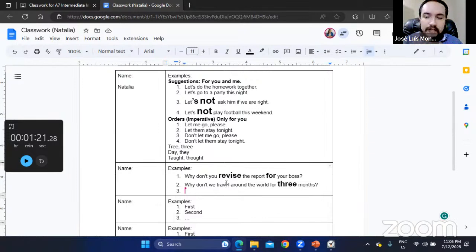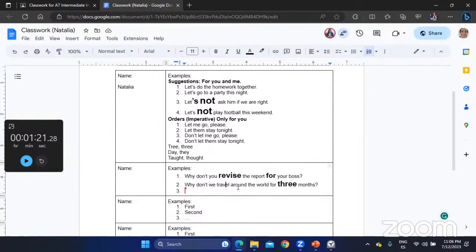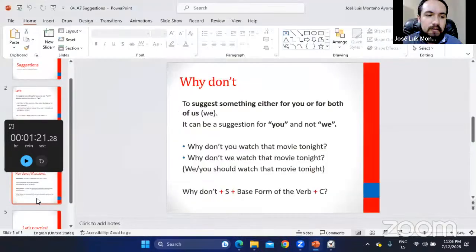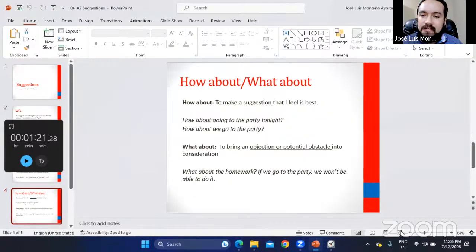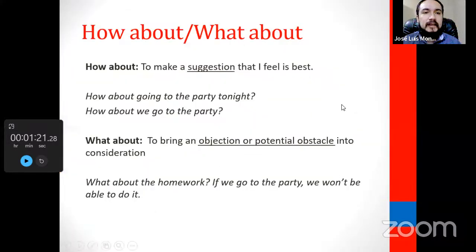So that's it. I don't know if you have any questions up to that part. We have only one more thing. We're going to finish with that. We can continue. Oh, okay, good. The last one is this element, Natalia. How about? I'm also showing you what about, because it seems to be the same, but it's not the same. So let's try to understand the difference, please.